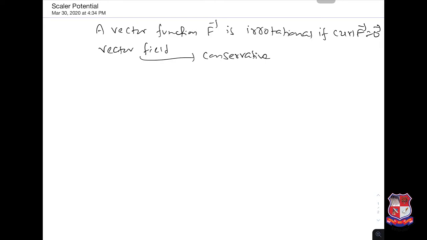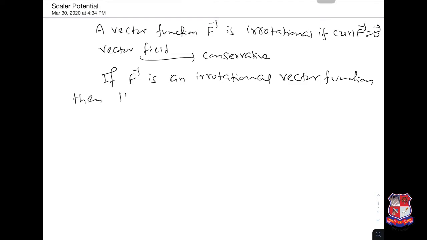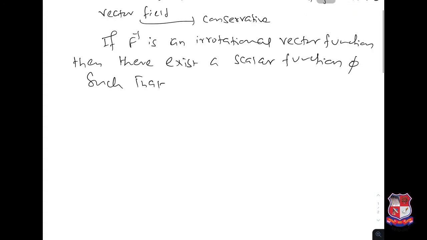Now, if we are given an irrotational vector, so if f is an irrotational vector function, then, it's a theorem, there exists a scalar function phi such that f equal to gradient of phi, and this function phi is called scalar potential function.